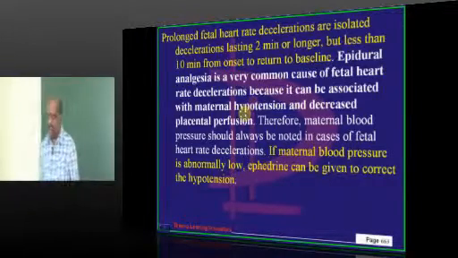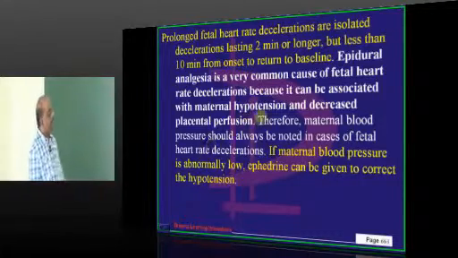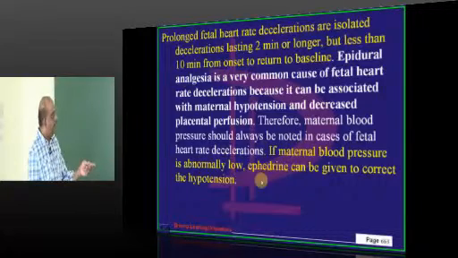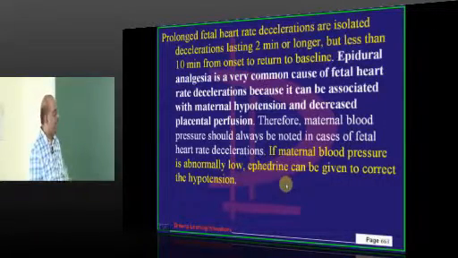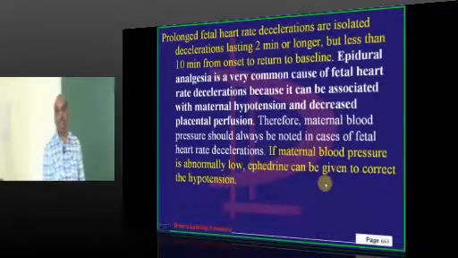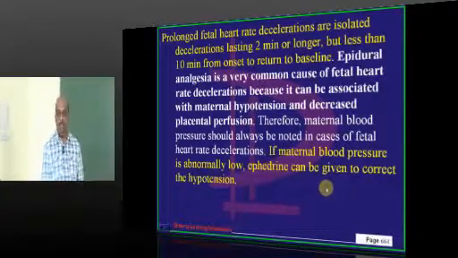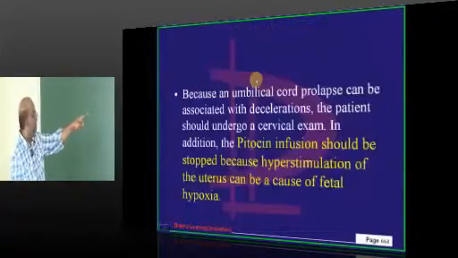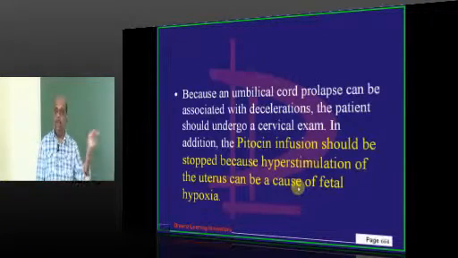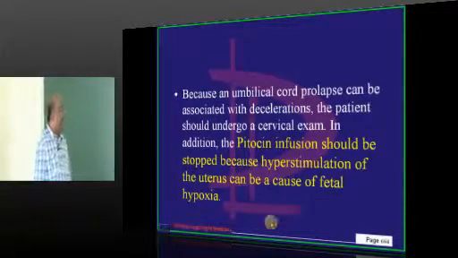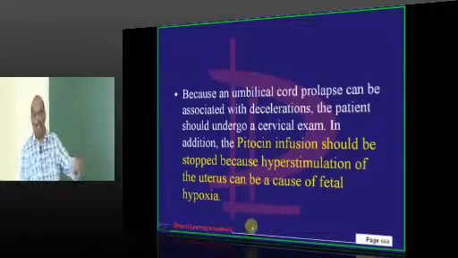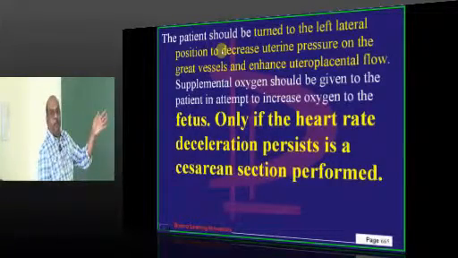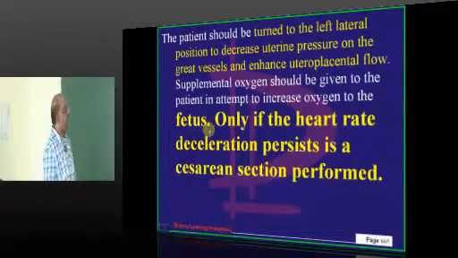Since you have given epidural, it can lead to maternal hypotension and decreased placental perfusion. That's the reason you need to check the maternal BP, and if the maternal BP is abnormally low, that becomes an indication for giving ephedrine, a sympathomimetic, to correct the hypotension in the mother, because she had already been given epidural. Then since she was receiving pitocin, oxytocin infusion, it can lead to hyperstimulation of the uterus and may be responsible for fetal hypoxia. Stop the drip. And put the patient in left lateral position, which will improve the perfusion to the fetus.